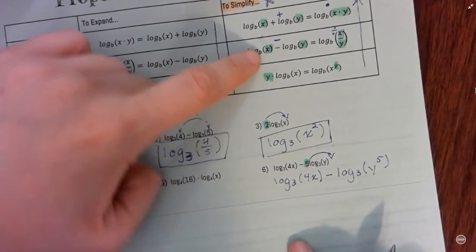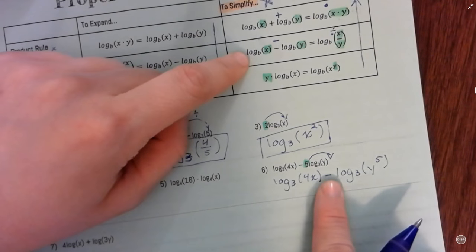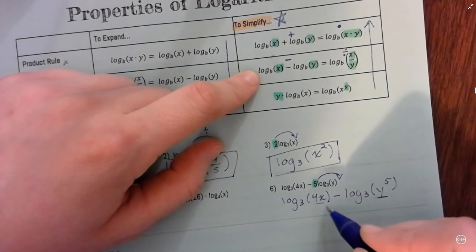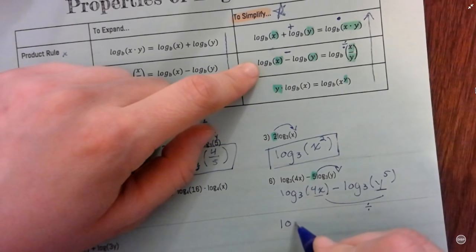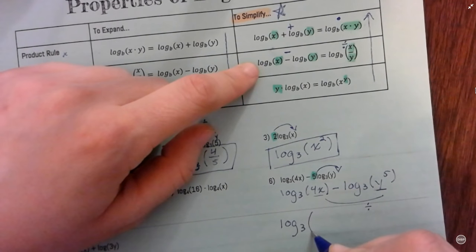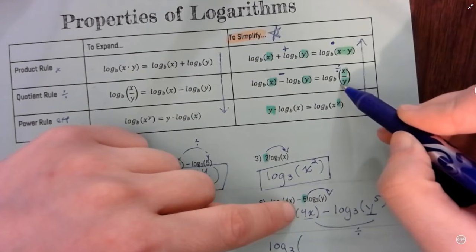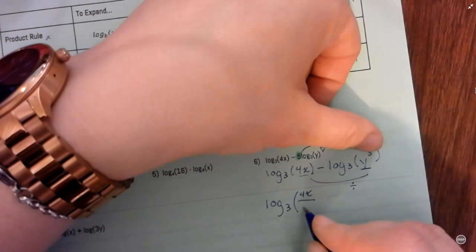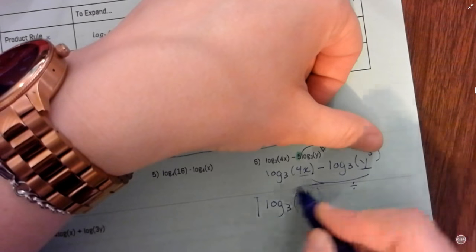So I got my power rule done. Then I'm going to do quotient or product rule, and I have a quotient rule here. So that means I'm going to take these guys here and divide them. So that gives me log base 3, and the first one goes on top, the second one goes on the bottom. And there is my simplified expression right there.